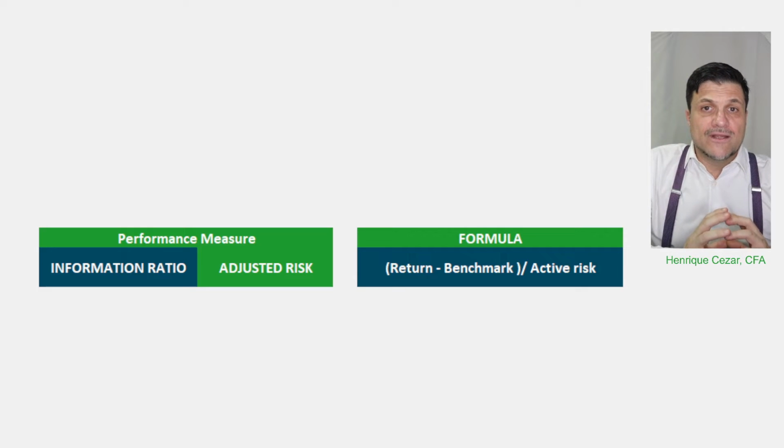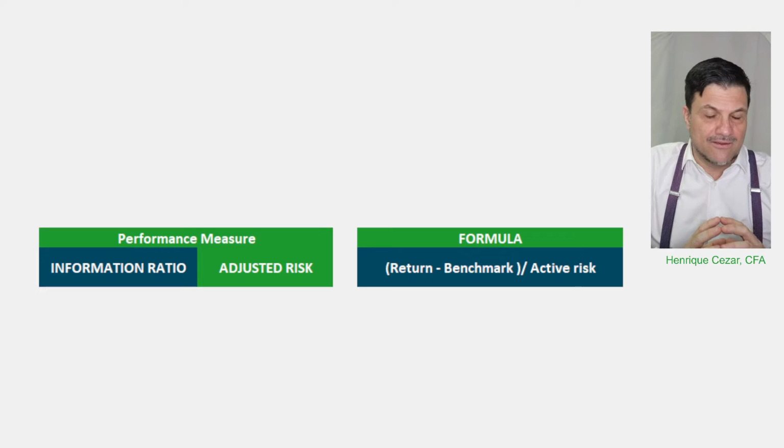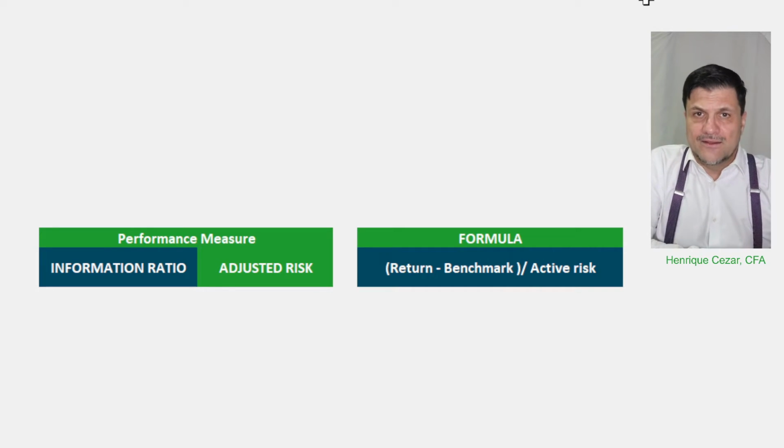Now, if to increase return by 1% you have to take 2% of risk, well, then this ratio also demonstrates that it's not that good of a performance. Yes, it generated 1% of active return, which is good, but you incurred 2% or more of active risk to do so. It might not be in the interest of the client to have a portfolio manager with that performance, with too much risk to increase the active return. All right, so that's the information ratio.